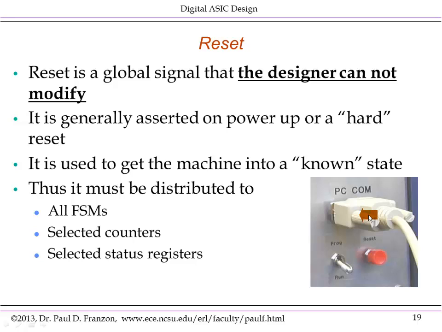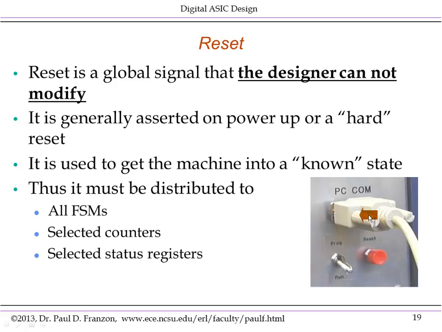And finally, I want to remind you of the role of reset. Reset is a global signal that the designer cannot modify. The way it usually works is on power up. There's a detector that detects that VDD has exceeded a certain point, and at that time it initiates a reset. Sometimes you might have an additional reset, a hard button, or a reset interrupt. The purpose of reset is solely to get the machine into a known state. It's not for local control initiated by the designer. It comes from outside the design, and it gets the machine into a known state.